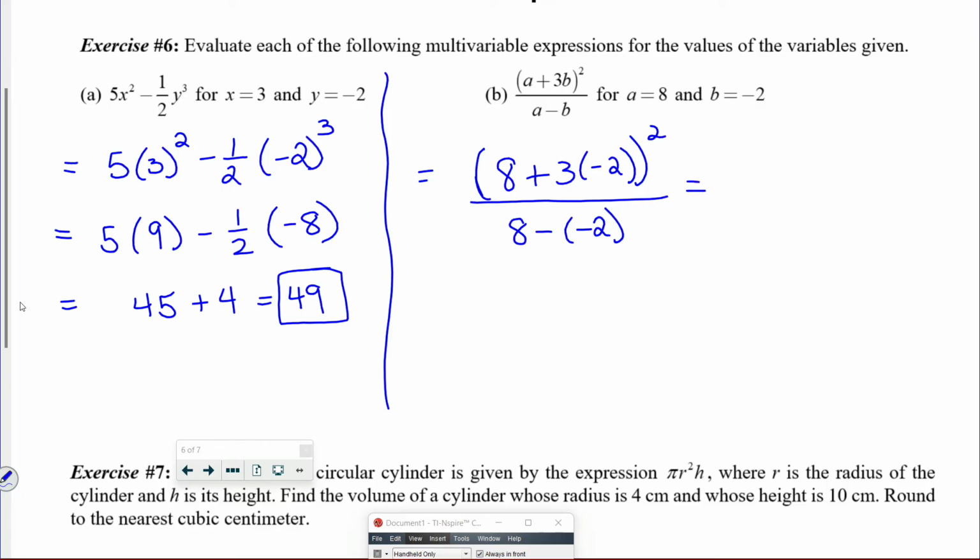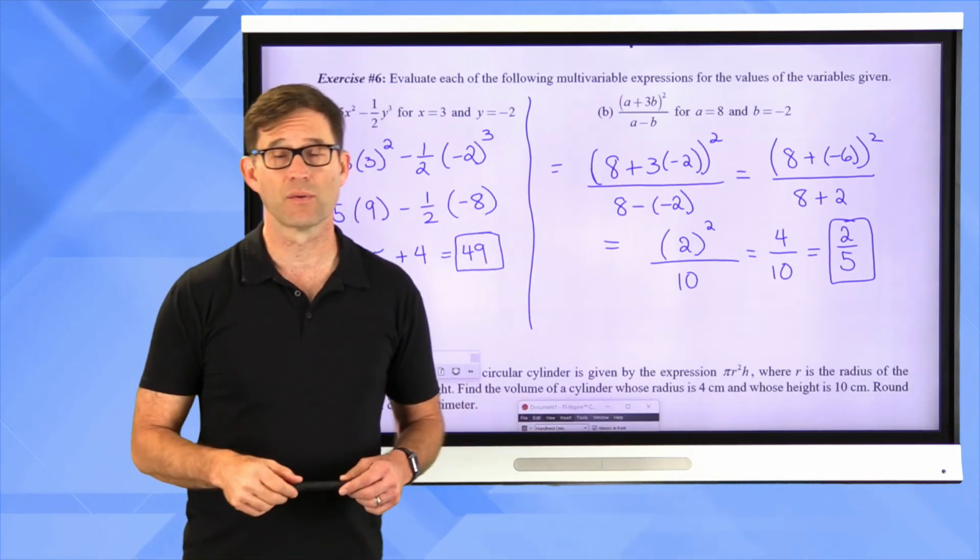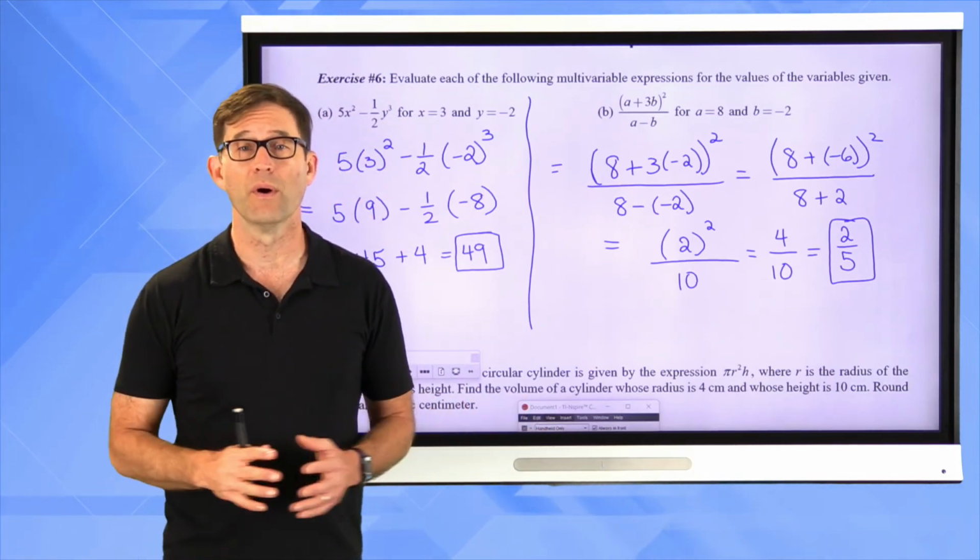All right, here we go. Order of operations, I should work within the parentheses first. That's 3 times -2, which is -6. In the denominator, I can change that subtraction to an addition. Now in the numerator, I've got 8 plus -6, which is +2, and that'll be squared. In the denominator, I'll have 10. 2 squared is equal to 4. And then I've got 10, and I can reduce that down to 2/5. I suppose you could also leave it as 4/10, or you could even have it as a decimal 0.4, all of which are equivalent.